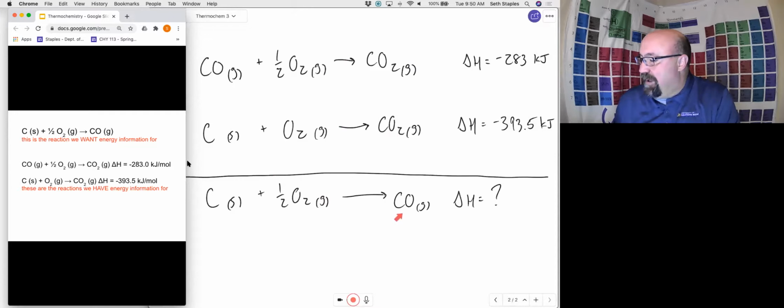We need CO as a product, but CO is up here as a reactant. So that tells us that we need to flip this equation around. We need to flip this equation so that CO ends up over on the product side.